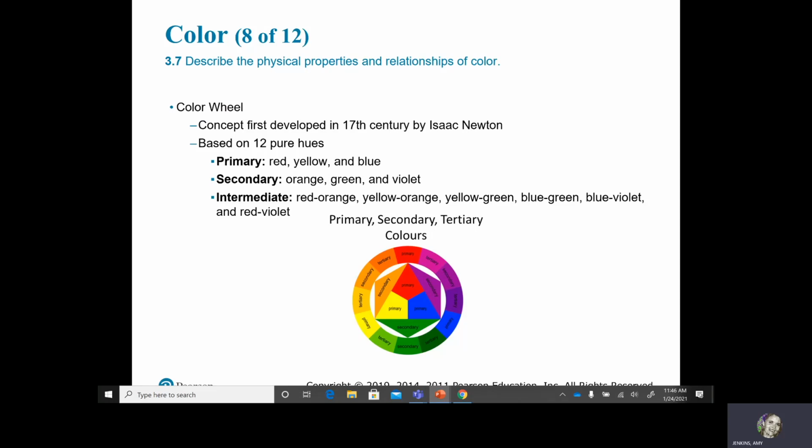Color wheel. The concept was first developed in the 17th century by Isaac Newton. It's based on 12 pure hues. Primary are red, yellow, blue. Secondary are orange, green, and violet. Intermediate are the mixtures of the primaries and secondaries to create red-orange, yellow-orange, yellow-green, blue-green, blue-violet, and red-violet. Intermediate is also known as tertiary.